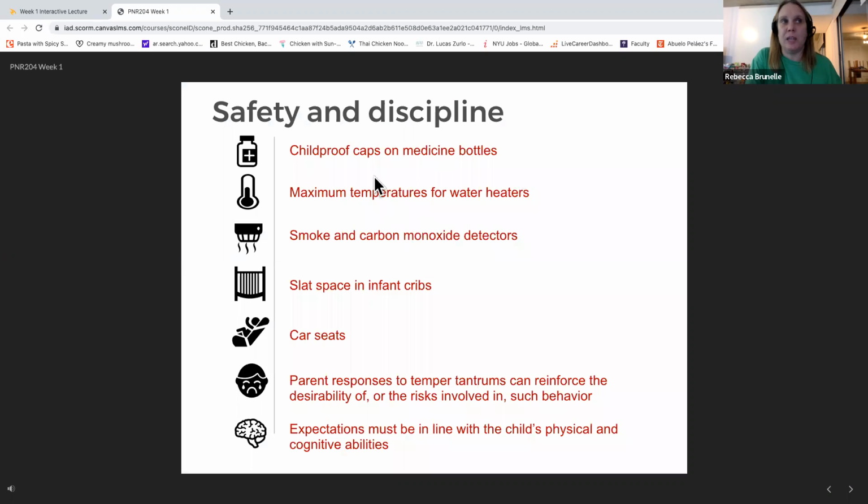So these are some basic things: child-proof caps, making sure that the hot water is not too hot in the house, having a smoke and carbon monoxide detector, making sure the crib is not a danger to the baby, and using the appropriate car seat. And then parents' response to temper tantrums. What should you do if a 2-year-old has a temper tantrum? What's the best response? All of you parents out there, what did you do when your kids started screaming? You can do a timeout. You can also just ignore them and let them get over their temper tantrum.